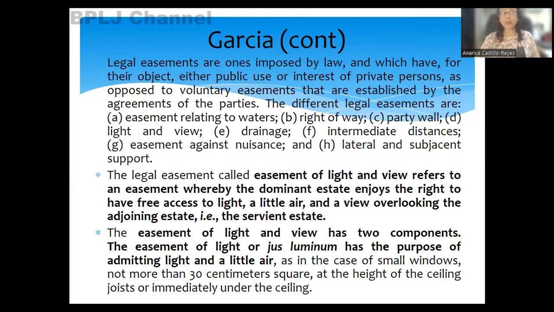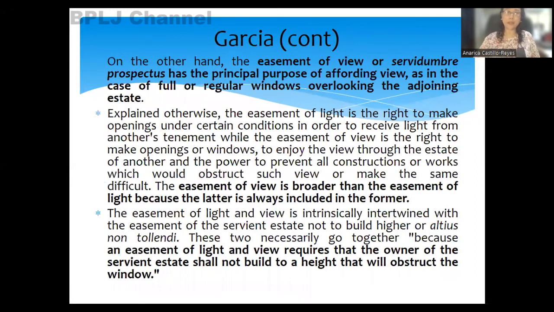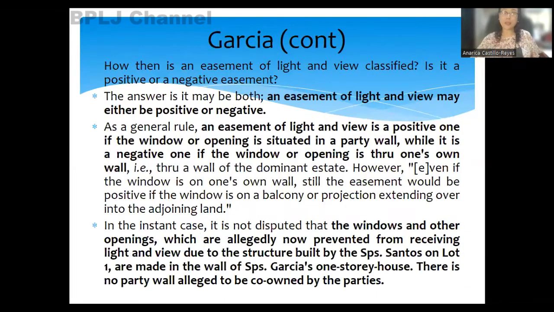The easement of light and view has two components. The easement of light, or jus luminum, has the purpose of admitting light and a little air. An easement of view, on the other hand, has the principal purpose of affording view of full or regular windows overlooking the adjoining estate. Of course, the easement of view is broader than the easement of light because the latter is always included in the former. So these two necessarily go together because an easement of light and view requires that the owner of the servient estate shall not build to a height that will obstruct the window.